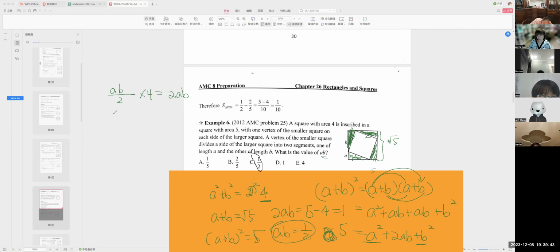Okay, so we know the bigger square equals 5 and the smaller square equals 4. So the difference of them is what? Is 1, which is exactly 2AB. So 2AB equals 1, AB equals what?